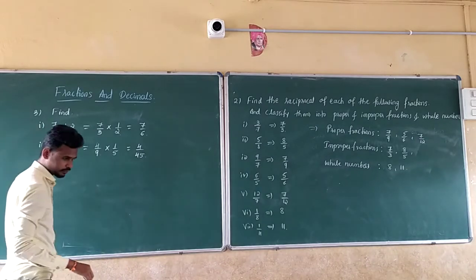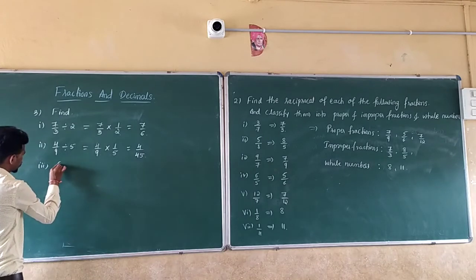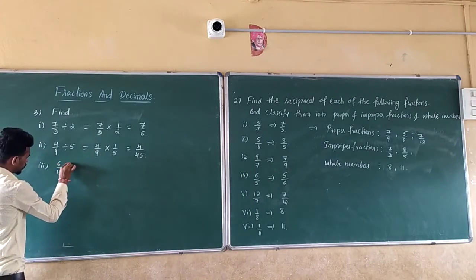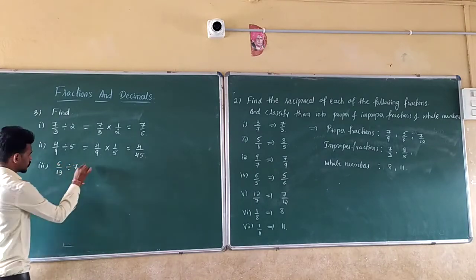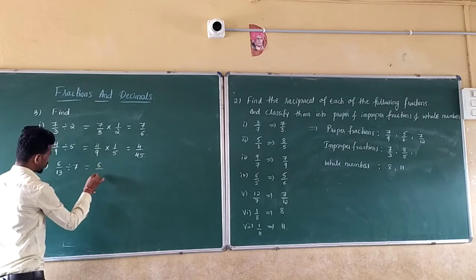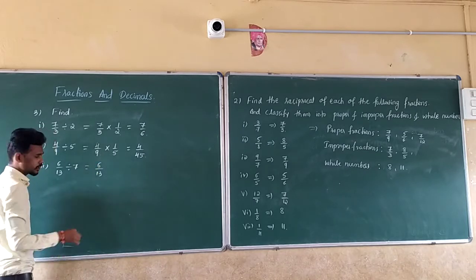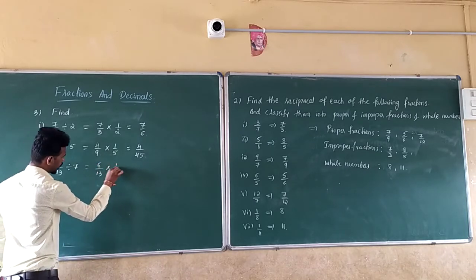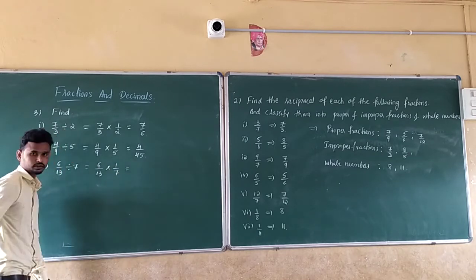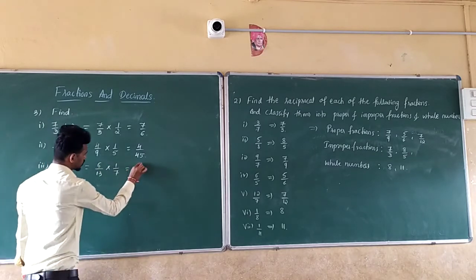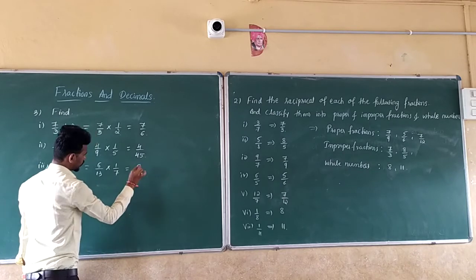Next, third one, 6 by 13 divided by 7. So which is equal to 6 by 13, keep it the same as it is, into 7 will become 1 by 7. So 6 1s are 6, 13 7s are 91.